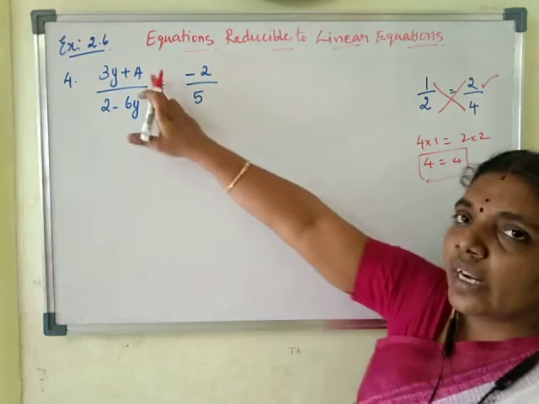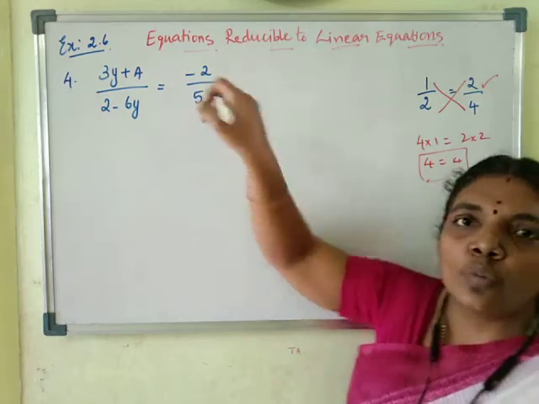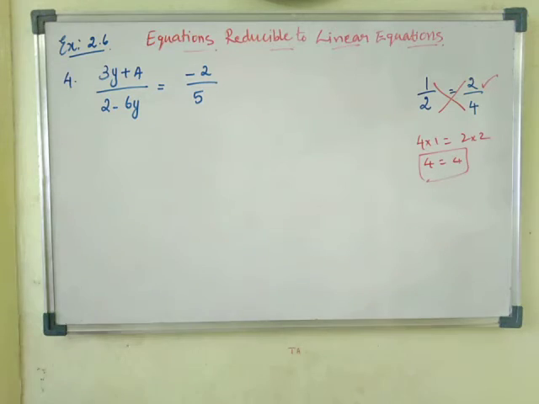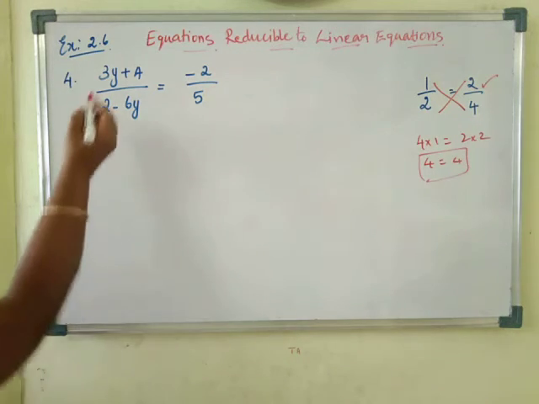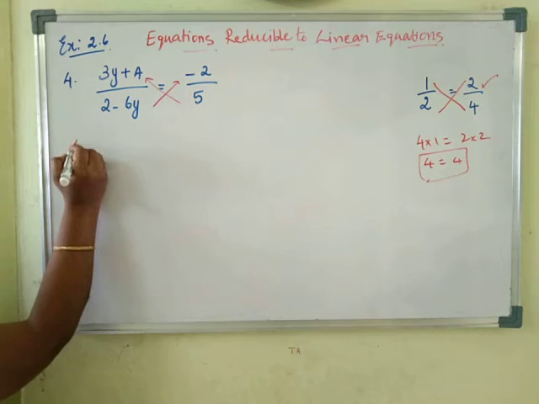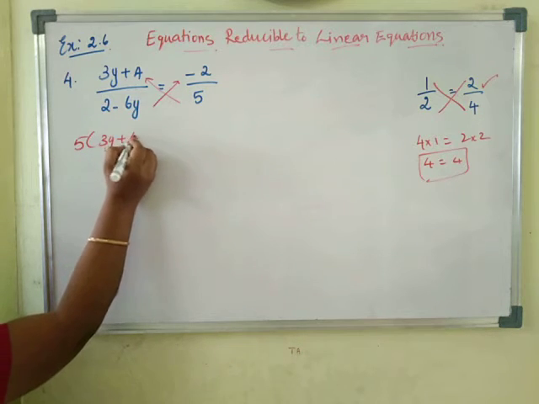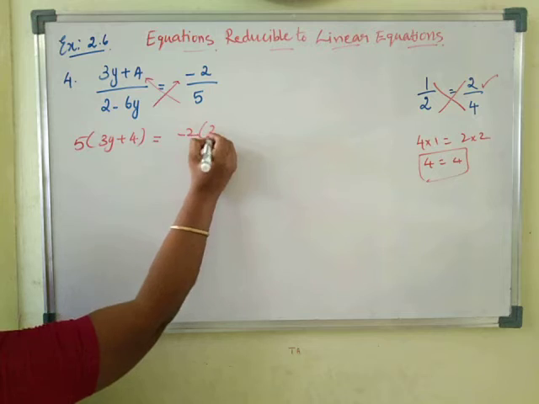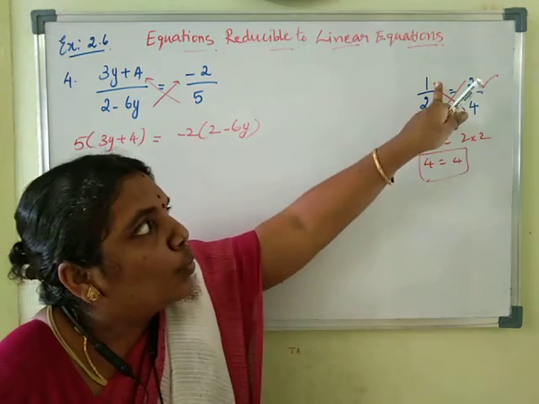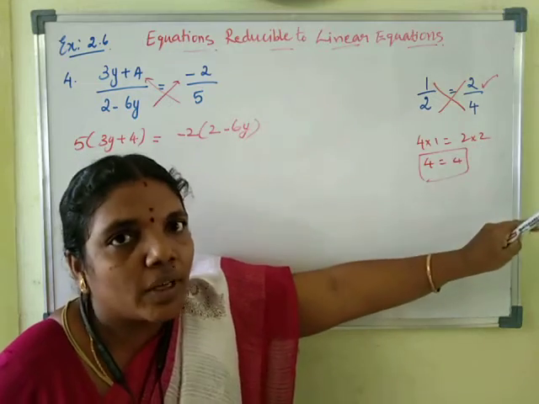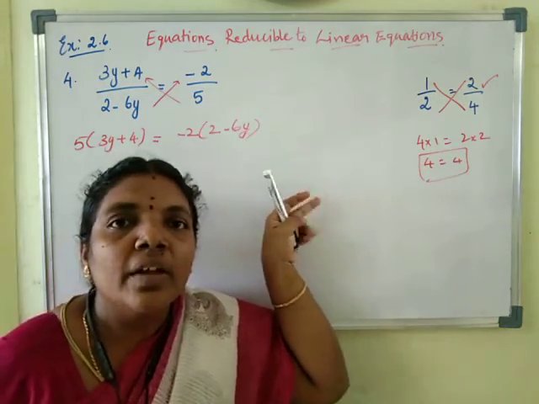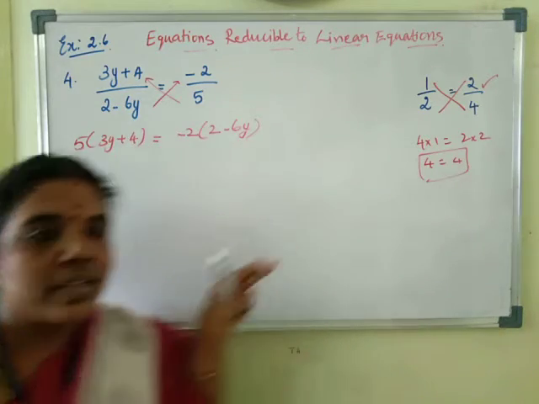Numerator by denominator equals another numerator by denominator. We are going to do the same here. First take the left hand side. This should be cross multiplied with this, and this should be cross multiplied with this. So 5 into (3y + 4) equals -2 into (2 - 6y). Right? Just as 4 into 1 equals 2 into 2, the same way. This is also an equivalent fraction, but it is given in the variable form, the linear equation form.